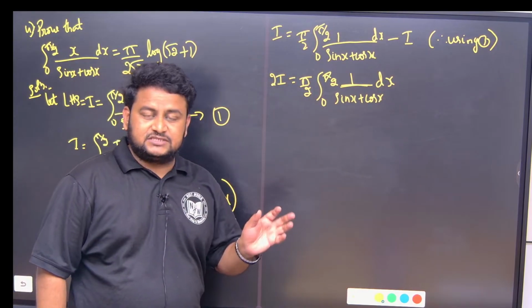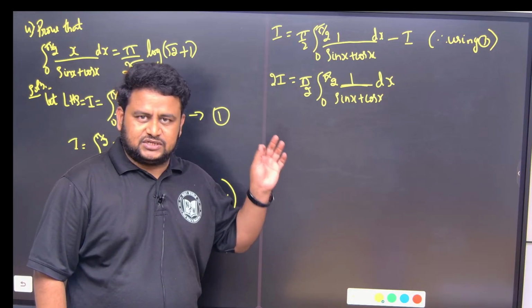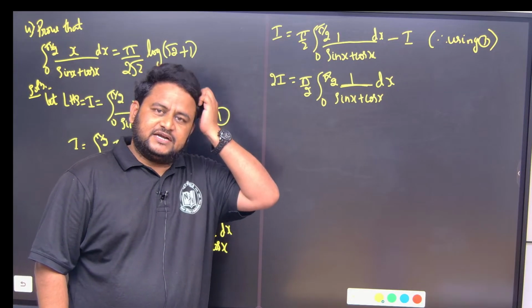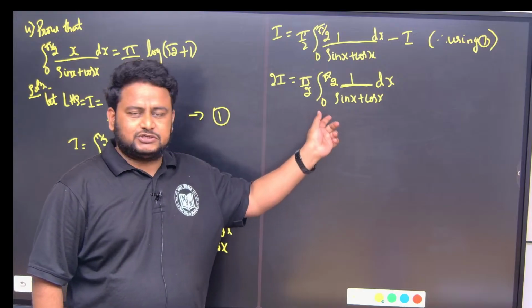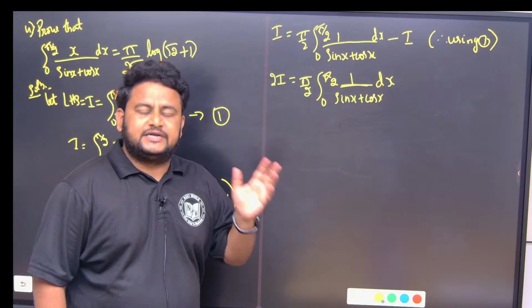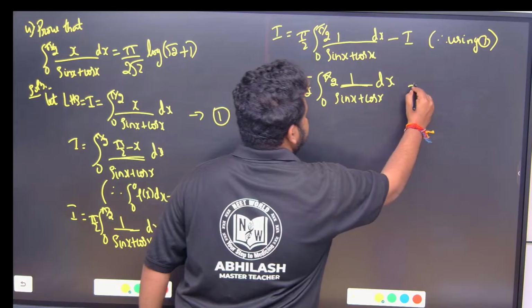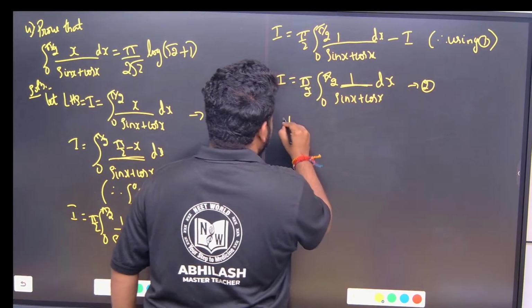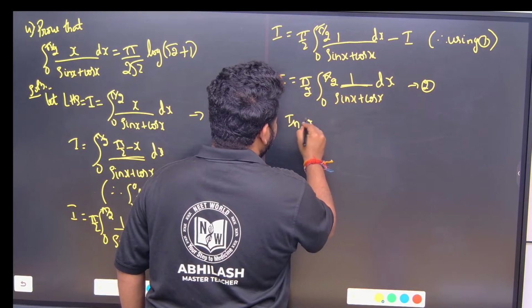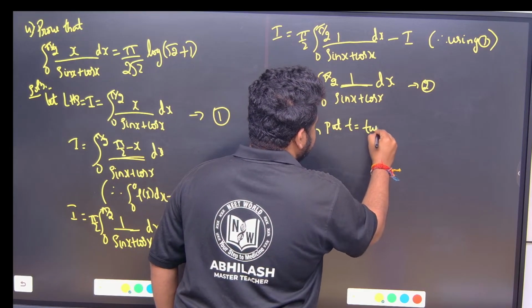So we know that this is of the form 1 by a sin x plus b cos x. That is the first type, the second question that we solved in indefinite integrals. So when we encounter such questions, what we have to do is substitution. Let this be equation 2. In equation 2, put t is equal to tan x by 2.